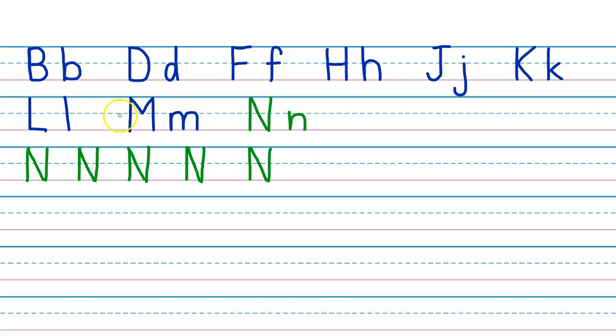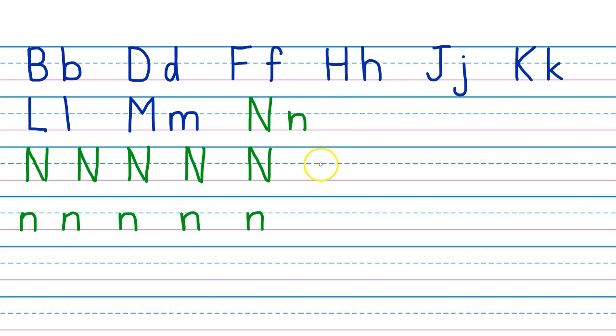Okay, let's do a lowercase N. A lowercase N starts at the midline, goes to the baseline, curves back up, and then down. It's like the M, except it only has one hump. So let's do that 4 more times. N that says N. This is a lowercase N that says N. A lowercase N that says N. One last time, N that says N.